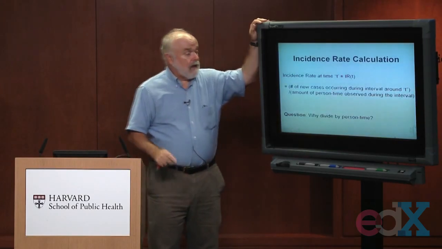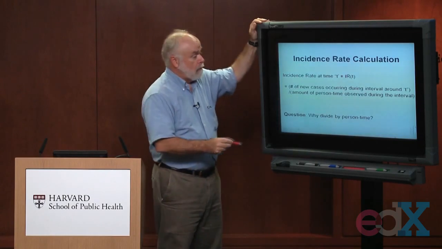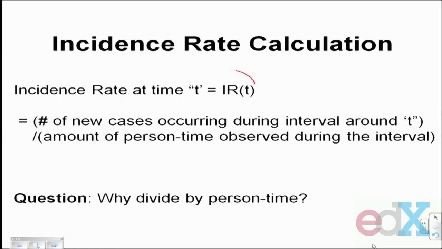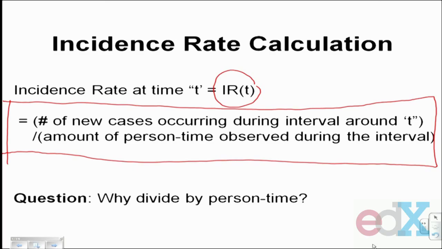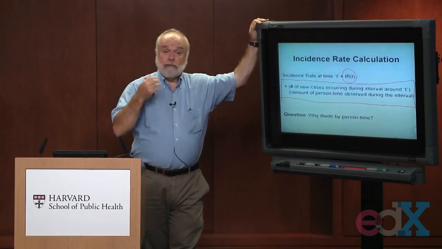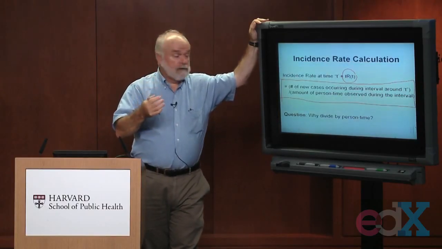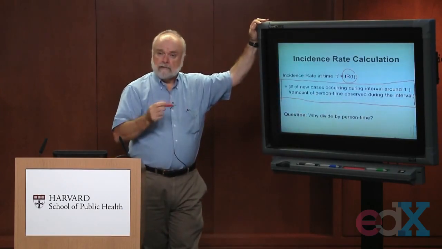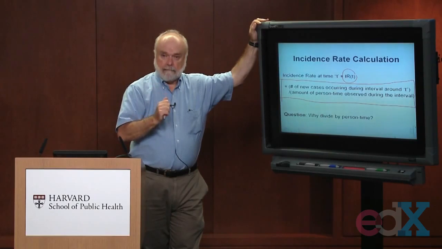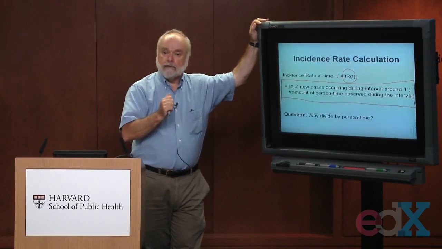So in calculations, we're going to calculate the incidence rate at time t by using this formula. Look at an interval of time around time t, say around 3 months into the study. Find out how many people developed disease during that interval and divide by how much person time I observed during that interval. So notice I'm dividing by person time. I'm not dividing by people.